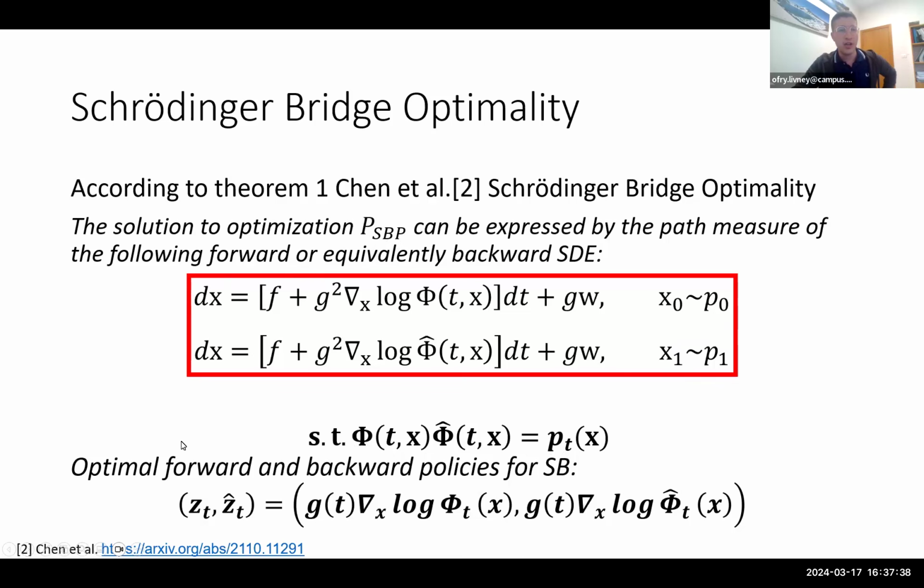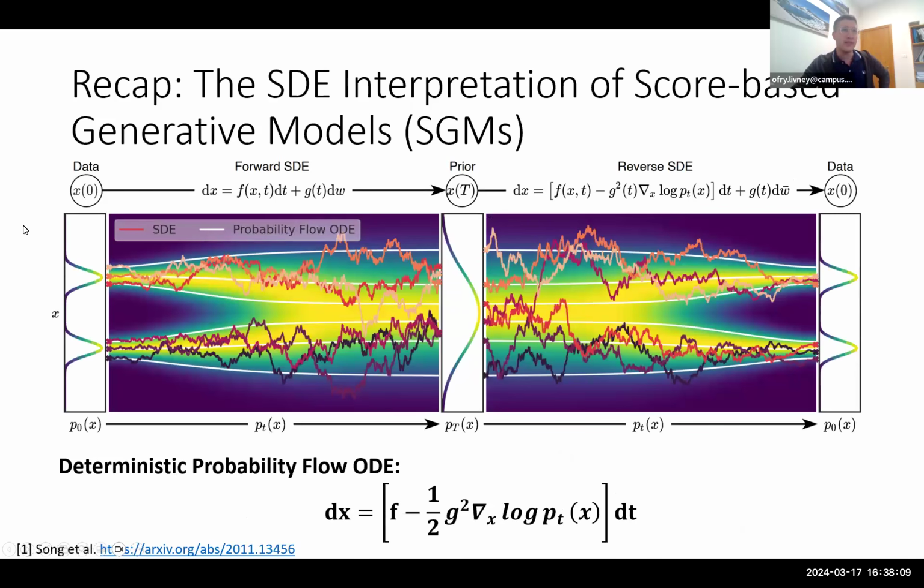In addition, they also state that the optimal forward and backward policies for these SDEs, or this Schrödinger bridge, are denoted by Z and Z hat, which, as can be seen down here, is the multiplication of the diffusion coefficient times the score function of these phi and phi hats. Now, if this looks familiar to you, it's actually because we've seen something like this in the course. And now let's recap exactly that.